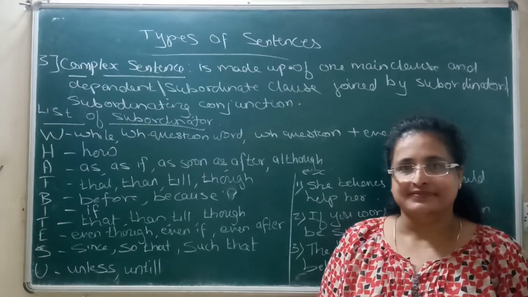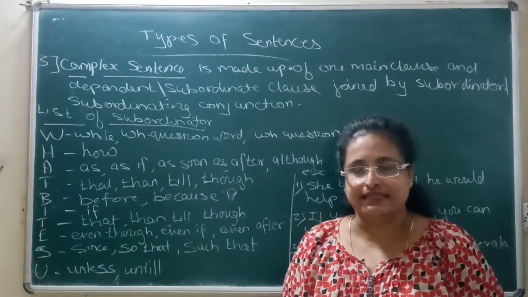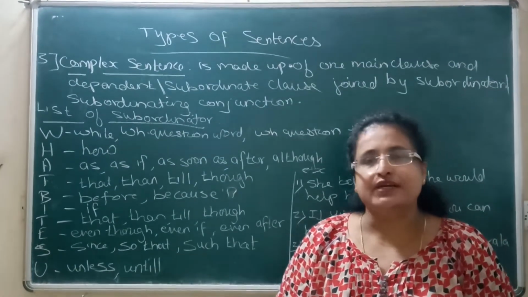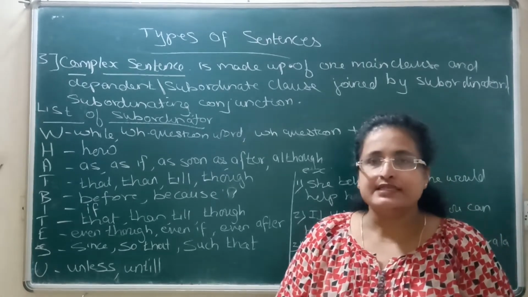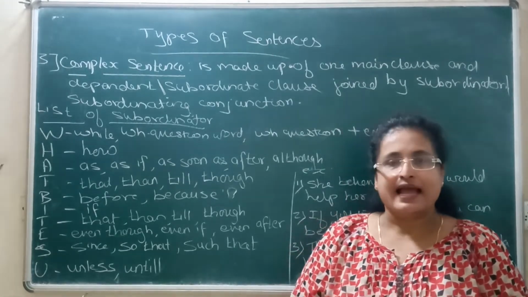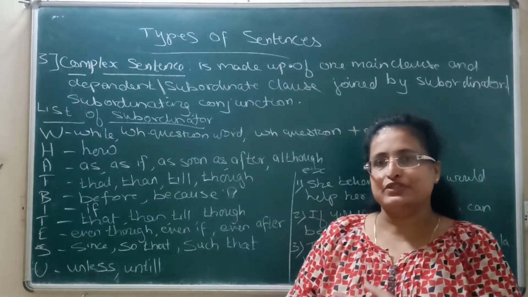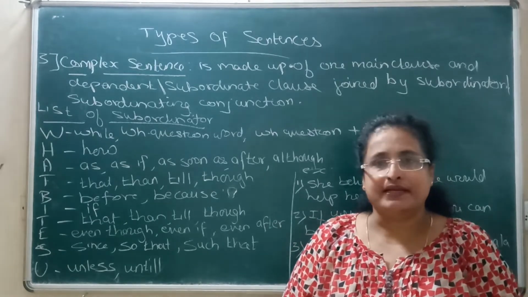Understood, children? Next we'll come to the third type of sentence, that is complex sentence. Let me explain you in short what it is. Understand the concept of it. Complex sentence consists of one simple sentence known as main clause or principal clause, and then it contains one incomplete sentence which always begins with a subordinator, and that one is known as dependent clause.